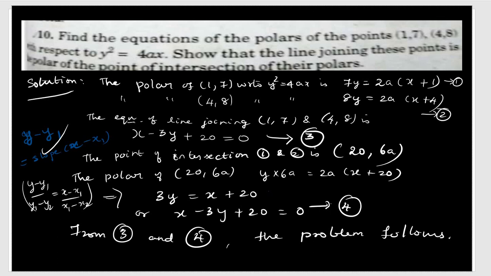ஸோ we have to show that the line joining these points, இந்த ரெண்டு பாயிண்ட்டு அதுதான் இந்த ஈக்குவேஷன். இந்த போலார்ஸ் இருக்கு இல்லையா, இதனுடைய பாயிண்ட் ஆஃப் இன்டர்செக்ஷன் இது, அதனுடைய போலார் கண்டுபிடிக்கிறோம், ரெண்டு பேரும் ஒன்று தான் அப்படின்னு சொல்கிறோம். ஸோ தட் இஸ் வாட் we are asked to show in this problem.